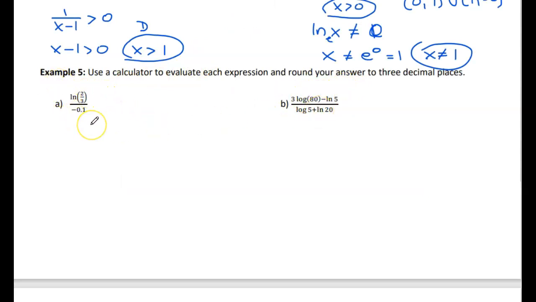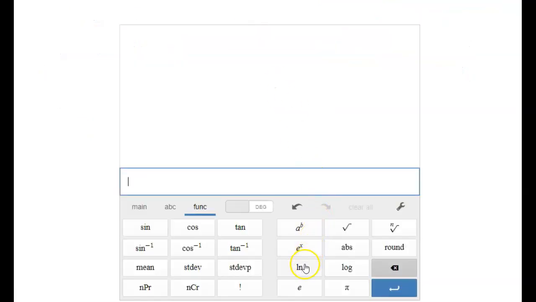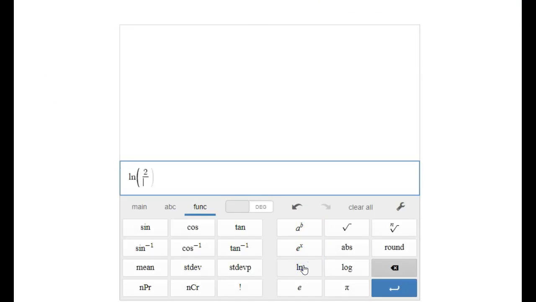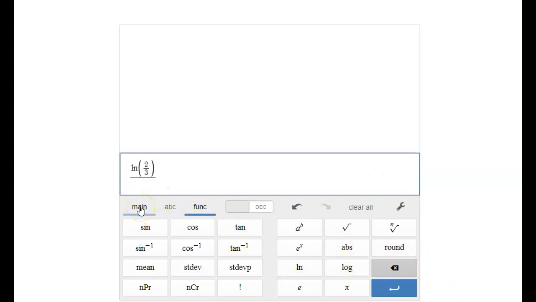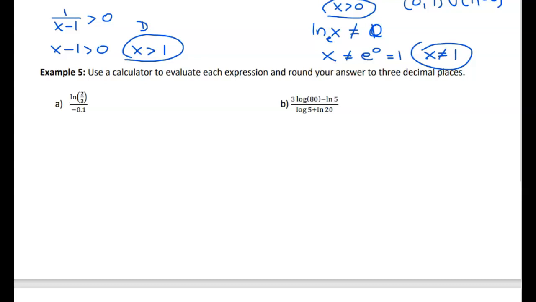So we can just plug things in the calculator as you see them, using parentheses and things like that. So let's do part A, log of 2/3 divided by negative 0.1. So we have natural log of 2/3, and then all this divided by negative 0.1. Oops. 4.055. All right, round to 3 decimal places.